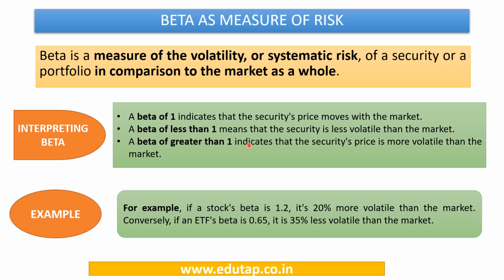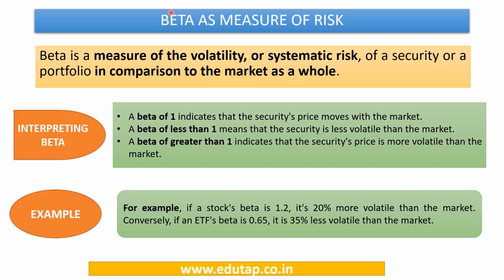Now when it comes to measurement of risk, a very important measure is beta. This is the measure of the volatility or the risk of a security or a portfolio in comparison to the market as a whole. So what happens? The systematic risk, as we have studied, is going to influence the entire market, but some stocks may have more volatility with regard to these risk factors as compared to the market as a whole. So with beta, we are trying to measure this volatility.